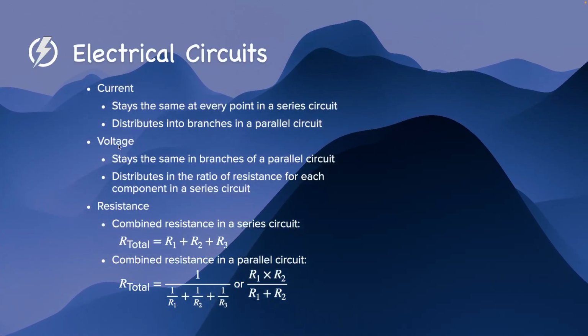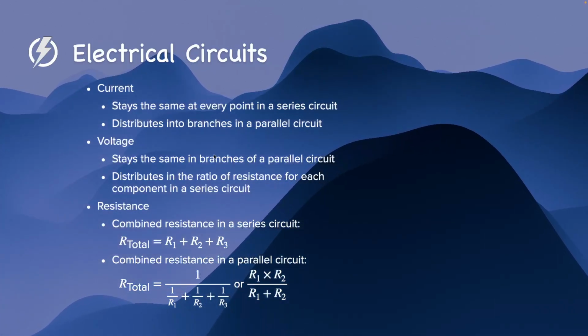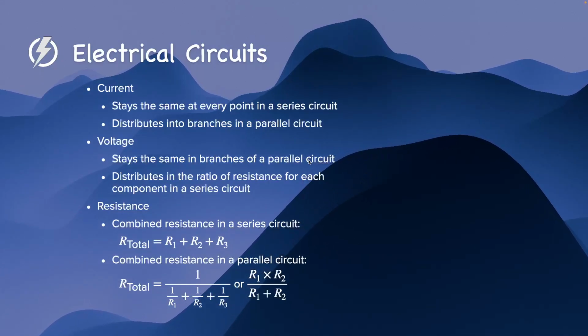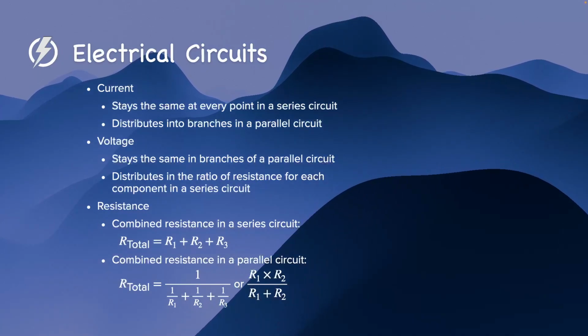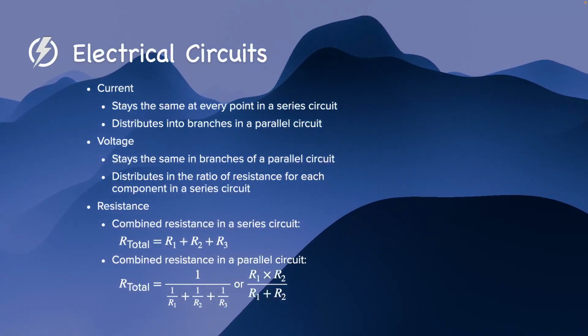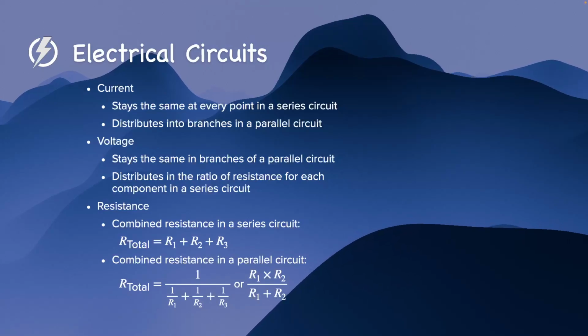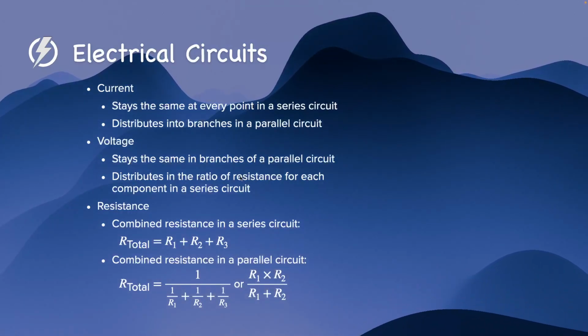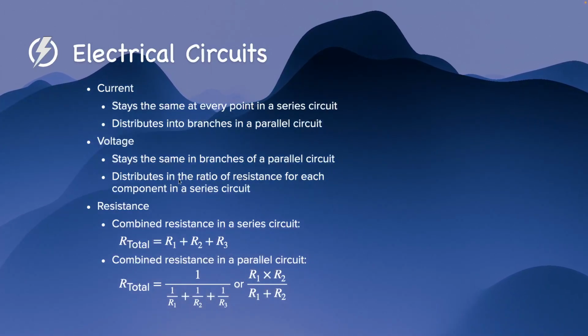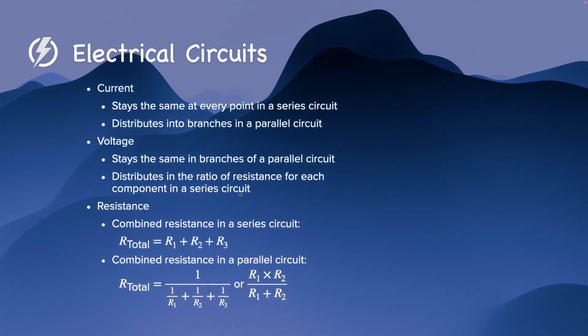Voltage, on the other hand, stays the same in branches of parallel circuits. Which means if you have, like, 3 branches extruding from one battery, the voltage in each of those 3 branches would be exactly the same. But voltage distributes in the ratio of resistance in each component of a series circuit.